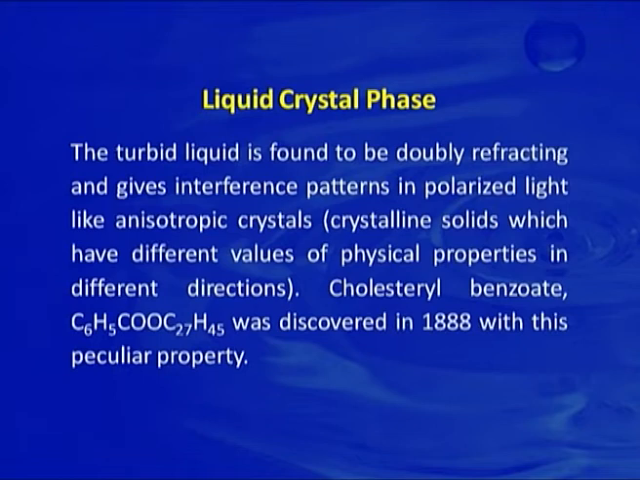Cholesterol benzoate, having the formula C6H5COO C27H45, was discovered in 1888 with this peculiar property. The term liquid crystal, however, is not satisfactory, as the substances have no crystalline properties and they are true liquids possessing surface tension and the ability to flow. Various other terms, for example, crystalline liquid, anisotropic liquids and paracrystals have been proposed, but the best is probably mesomorphic state. In Greek, mesomorphic means intermediate form.